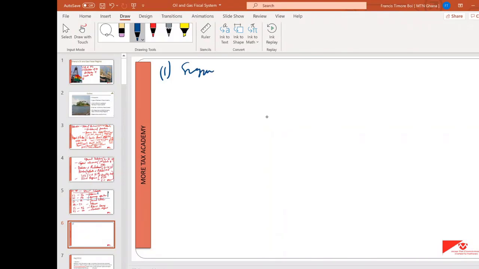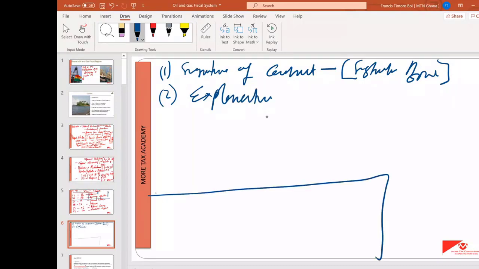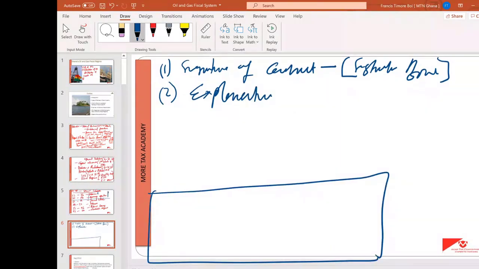signature of contract. Sometimes you pay what we call the signature bonus. You remember signature bonus? When you pay signature bonus, you go into exploration. So you may be given the whole area to explore for oil. When you explore and you discover in commercial quantity, then you go into development. You submit your development plan to the authority, the government, they will approve it. Then when you finish with the development of the well, then you go into production.